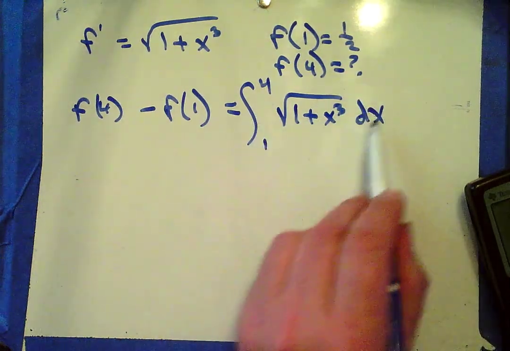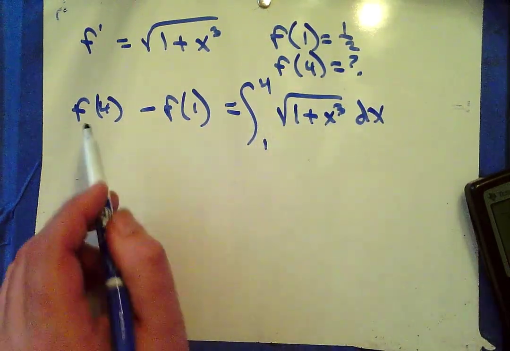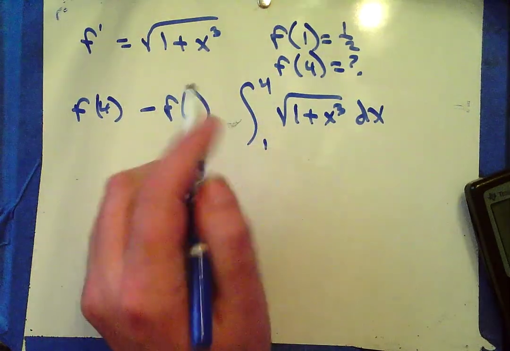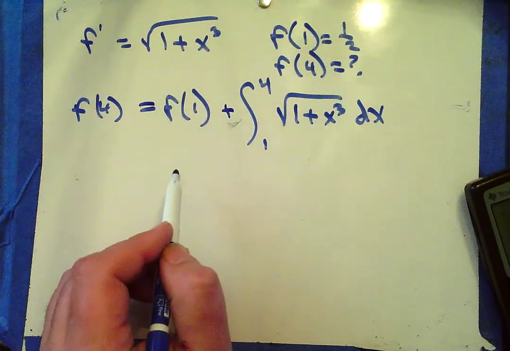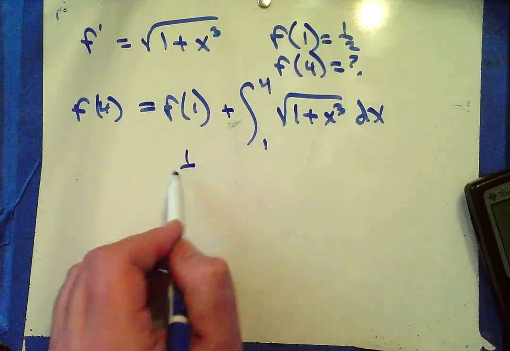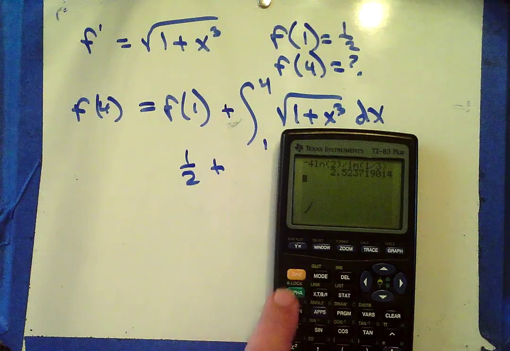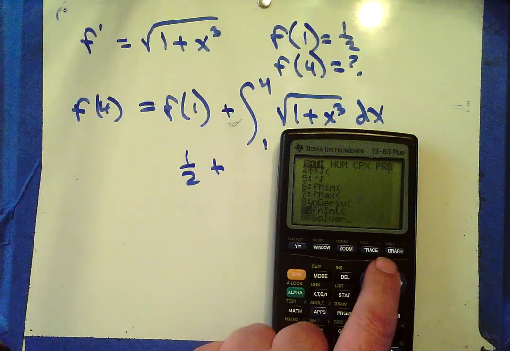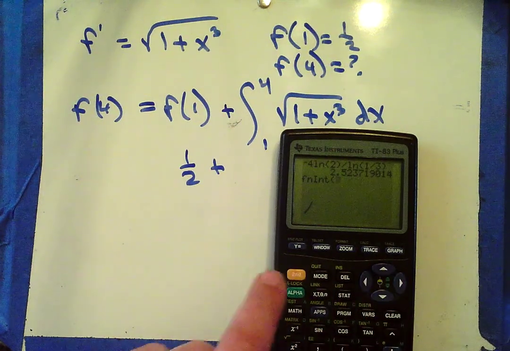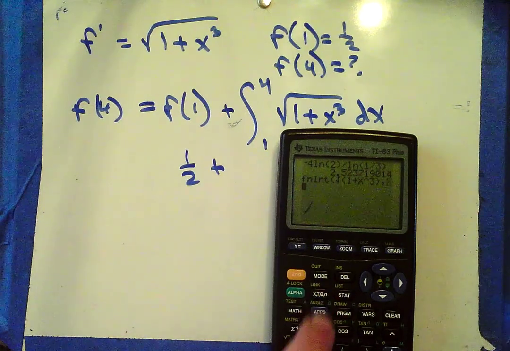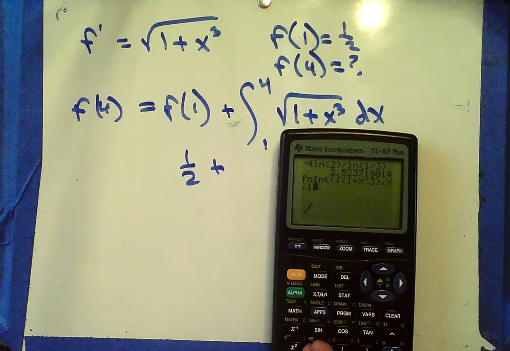Please, God, do not try and do this by hand. Instead, just simply add f of 1 to both sides of the equation. f of 1 is 1 half, so 1 half plus the value of this integral. Let's get the value of this integral. Math, f int, square root of 1 plus x to the third, close, comma, x, comma, 1, comma, 4.